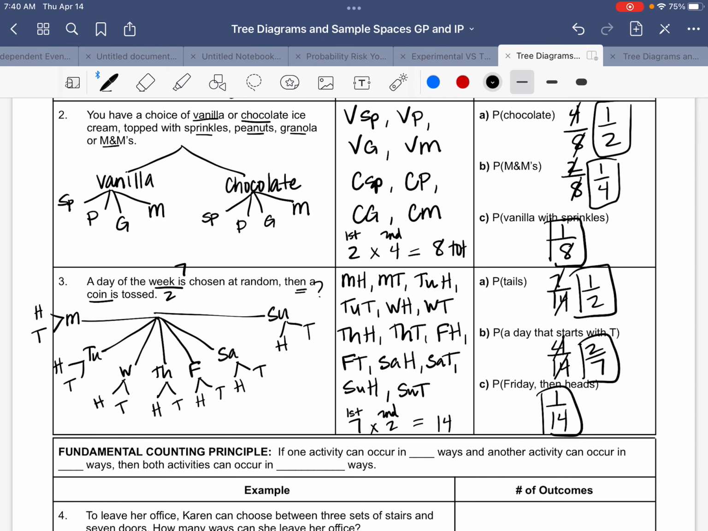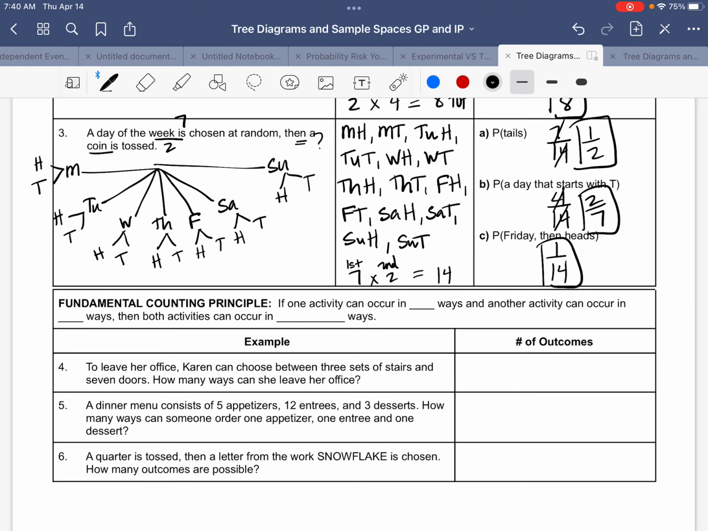Last thing is called the fundamental counting principle. Very easy, very straightforward. It just says if one activity can occur in, and we'll just say 3 ways, and the other activity can occur in 4 ways, then both activities can occur in 12 ways. And the way that we get that 12 is we multiply your possible outcomes for each event. So we had a 3, we had a 4, we multiply, and we would get 12 total outcomes.